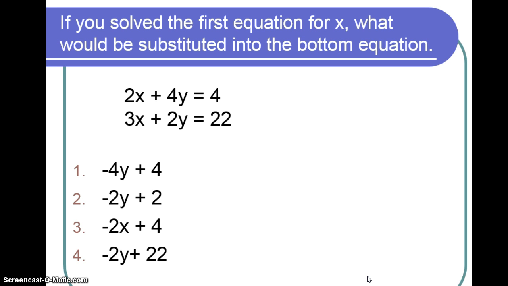If you solve the first equation for x, what would be substituted into the bottom equation? So go ahead, pause. This is another check and solve thing. Figure out what we would solve. If we solve for x, what would we substitute into the bottom equation? If you answered negative 2y plus 2, you are correct.